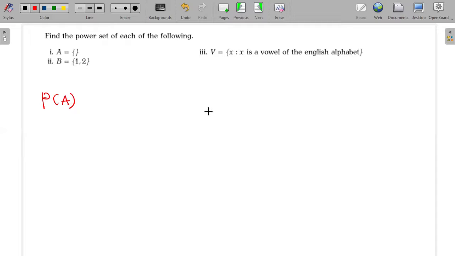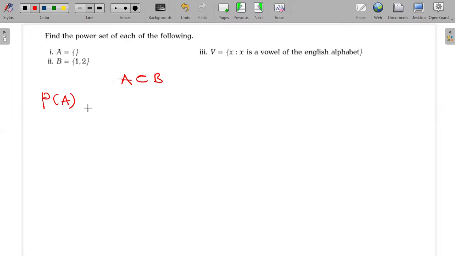So we say A is a subset of B if every element that is in A is also in B. If every element that is in A is also in B, then we say A is a subset of B. So in short, if A can be contained in B, then we say A is a subset of B. Now the power set is showing us all possible subsets of the given set.